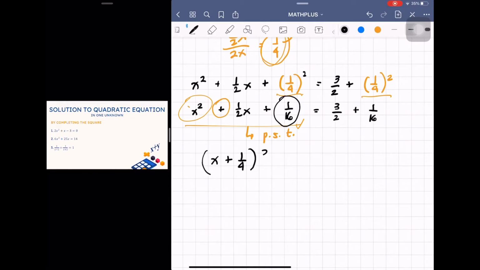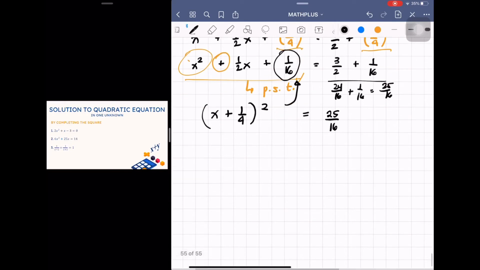Take the square of this binomial and it will produce this trinomial. On the right side, you just simplify as is. So you have 3 halves plus 1 over 16. 3 halves is actually 24 over 16, if you multiply the numerator and denominator by 8, so that you get an LCD. So you get 24 over 16 plus 1 over 16, which gives 25 over 16 for the right side of your equation.